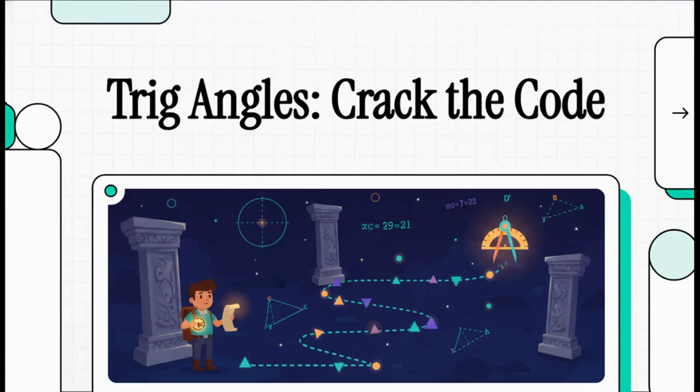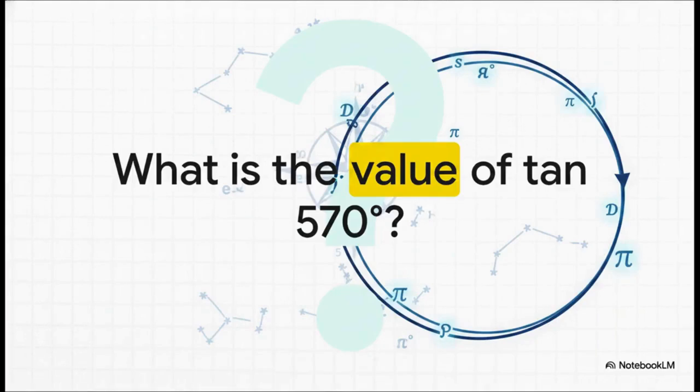Welcome to the Explainer. You know those trigonometry problems that throw a massive angle at you, something way bigger than 360 degrees? It just feels impossible, right? Well, today, we're going to crack the code on those so-called impossible angles. And I promise, by the time we're done, you'll have a super simple toolkit to solve pretty much any of them. All right, let's just dive right in with a problem that looks, well, a little nuts.